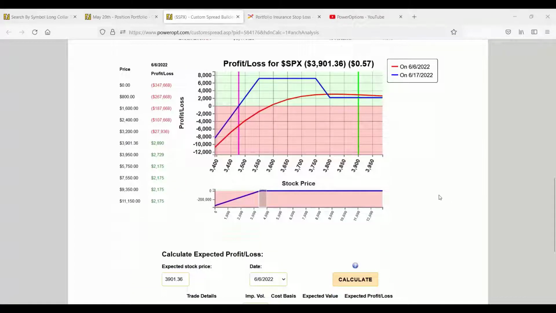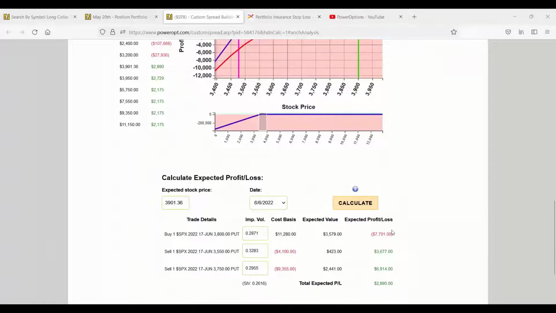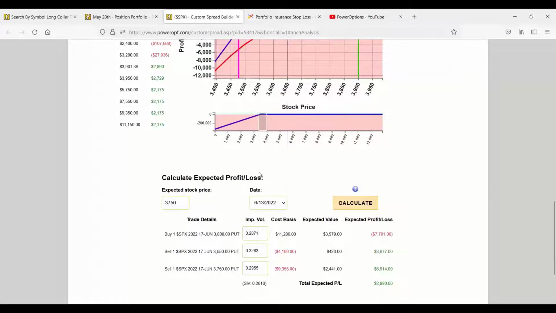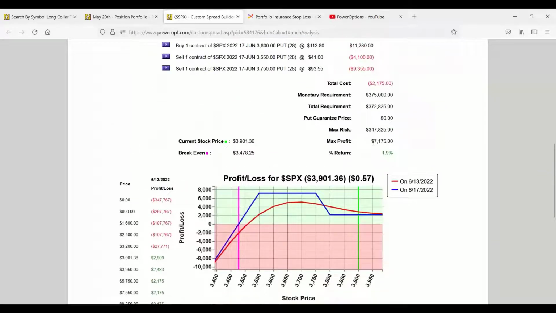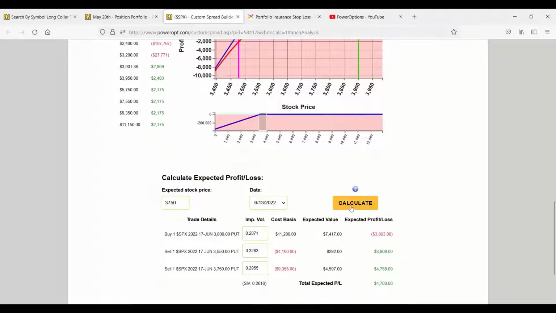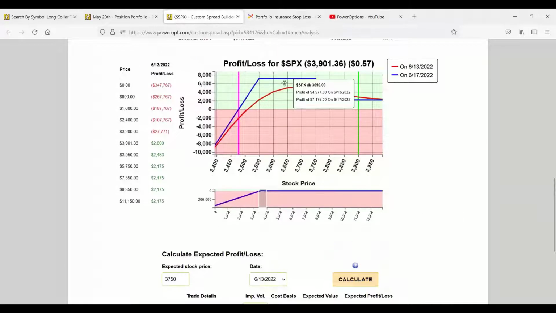We scroll down below, and we have the field here for calculate. So let's say what would happen if the stock was at $37.50 just 5 days before expiration on June 13th. Now remember, our maximum profit was $7,175 at expiration, $2,175 here. Pablo's other question is, how come when I make a change to the calculate field, it doesn't change the blue line? Because the blue line is only at expiration.